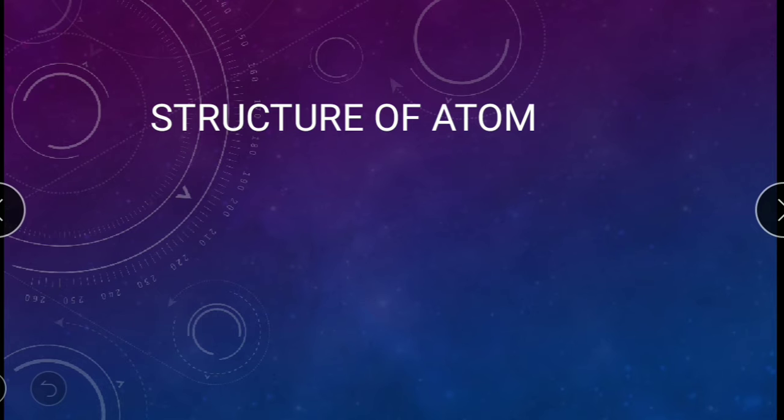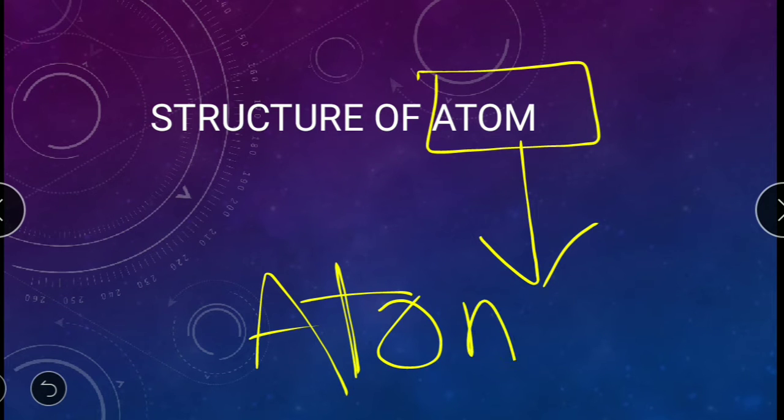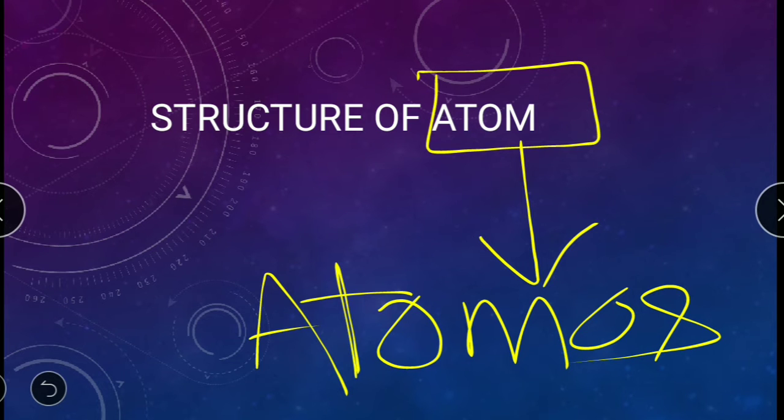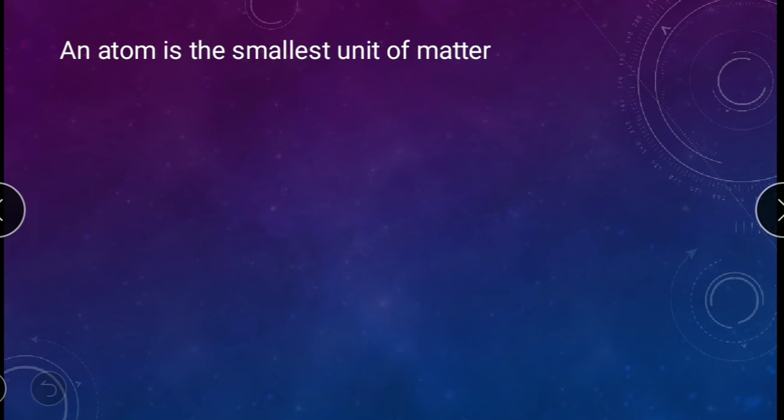So the word atom is derived from the Greek word atomos, meaning one which cannot be cut. So, is there anything which we are not able to cut? Let us see. Here is a statement. An atom is the smallest unit of matter.